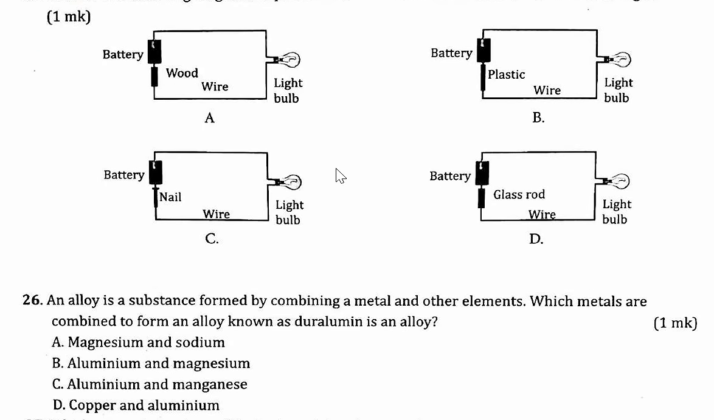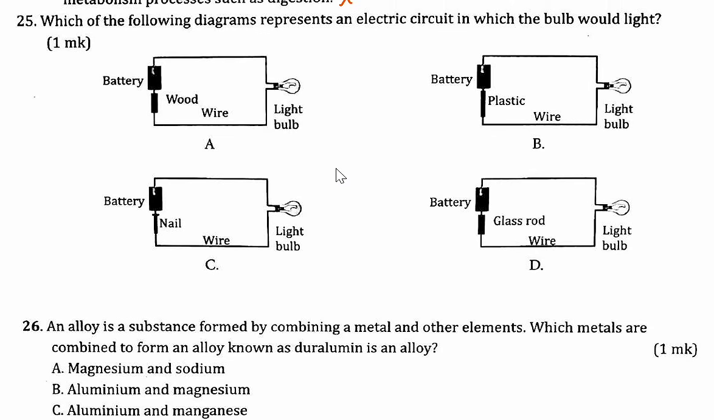Number 25. Which of the following diagrams represents an electric circuit in which the bulb would light? So we're going to look at what is the connecting material. You can see here we have wood. Wood is a poor conductor, therefore it will not light. Plastic, poor conductor. Glass, poor conductor. And a nail is a good conductor of electricity, and therefore part C, the bulb is going to light.